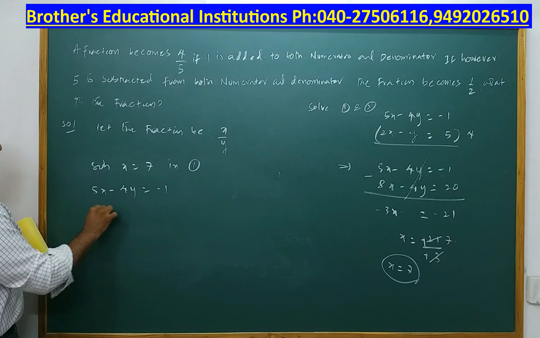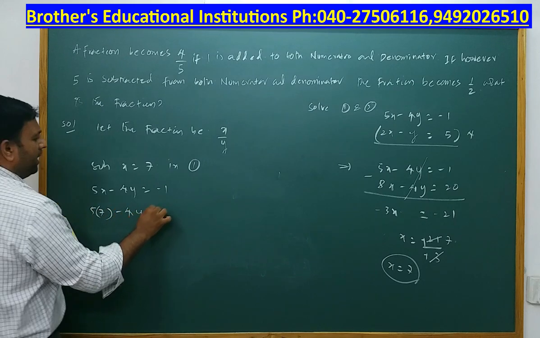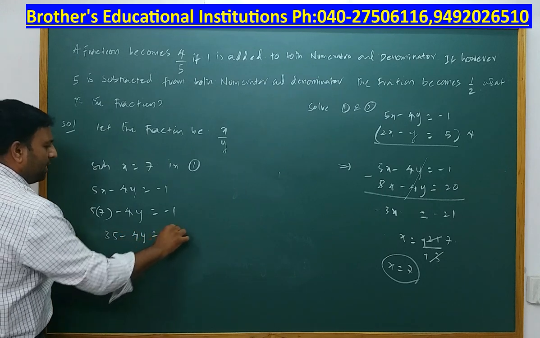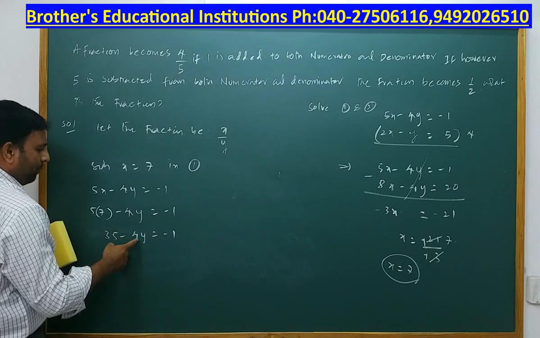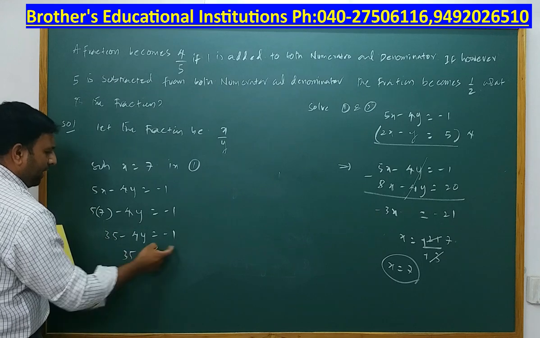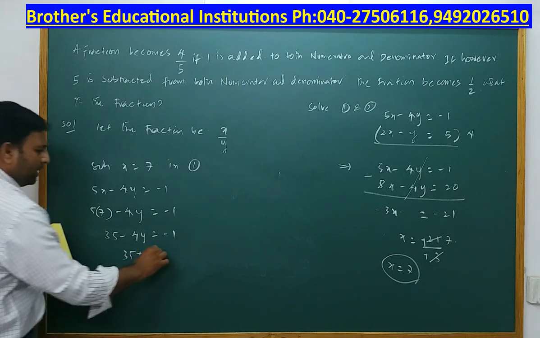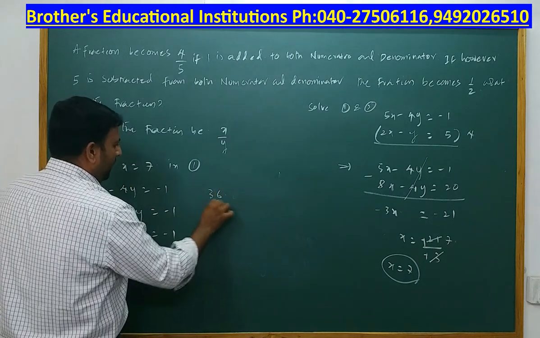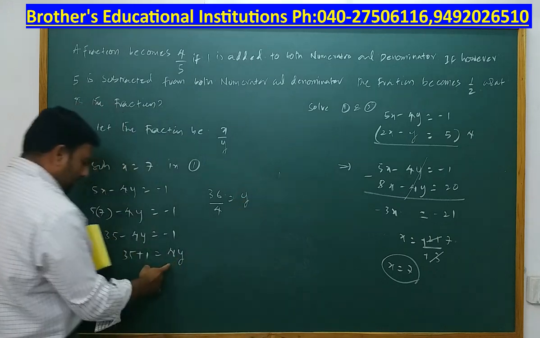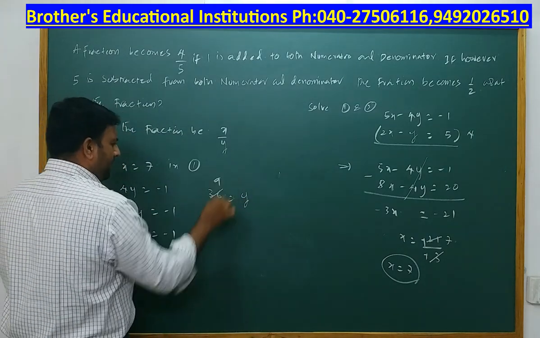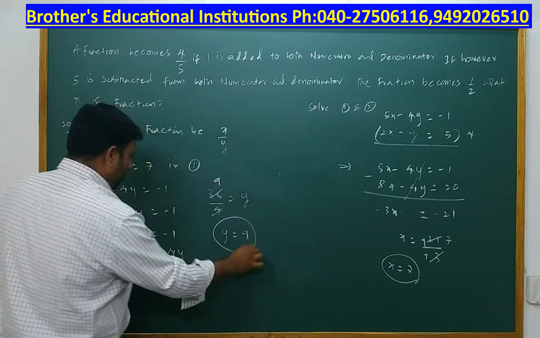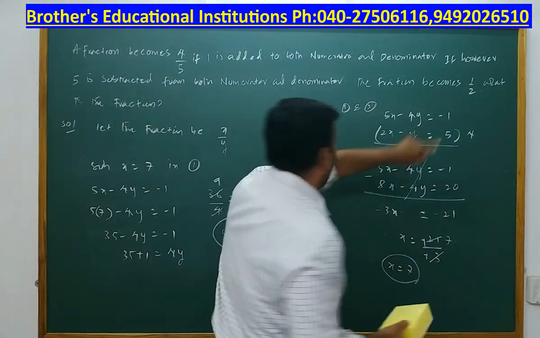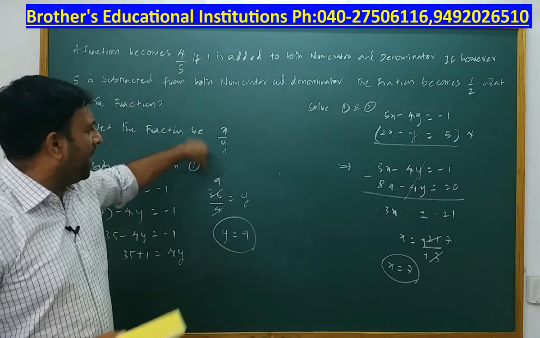So 5 into 7 minus 4 into y is equal to minus 1. 7 5s are 35 minus 4y is equal to minus 1. Now minus 4y will go that side, and 35 minus 1 will come this side, plus 1 is equal to plus 4y. 35 plus 1 is equal to what? 36 by 4 is equal to y. 4 9s are 36. So what is the value of y? y is equal to 9. So what is the actual question? The question is, what is the fraction? And what is the fraction? x by y.